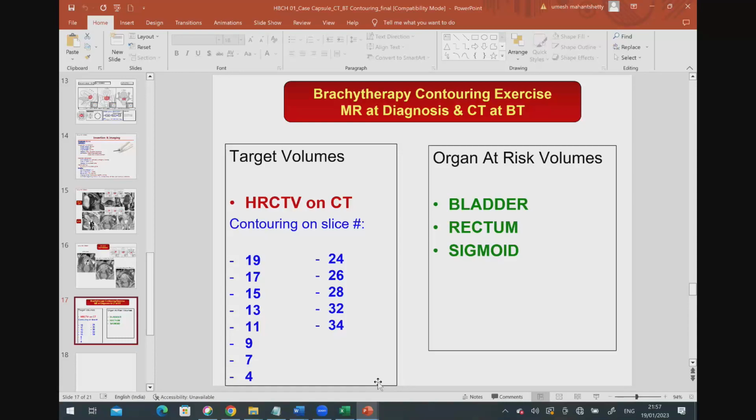So if you can contour in the next 10 to 12 minutes, less than a minute for each slice. Okay, contour, and then we'll see what your contours look like. Is that clear? Only high risk CTV on CT. Okay. And since there are fewer laptops, let there be a consensus contour. 3-4 of you together can sit and do a contour.